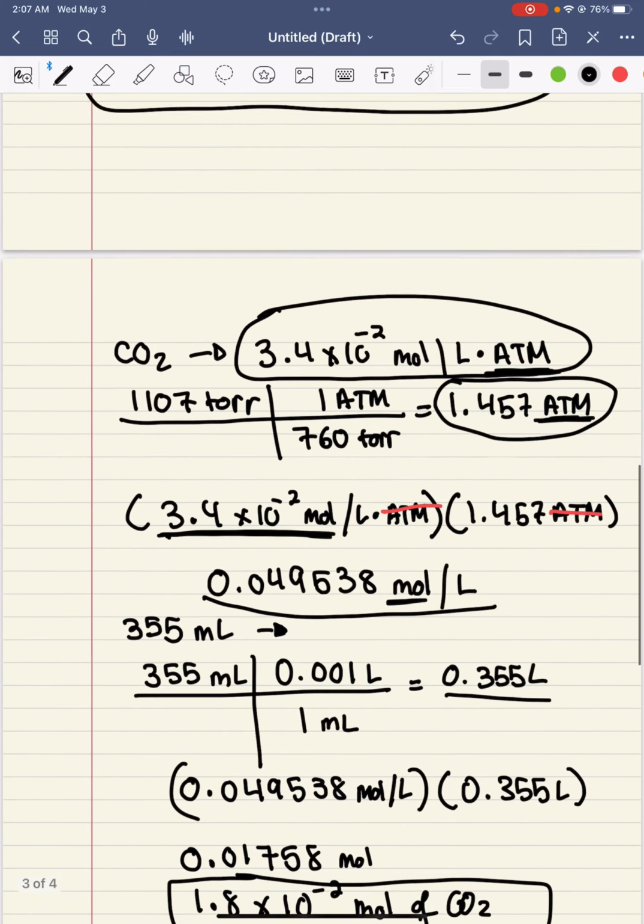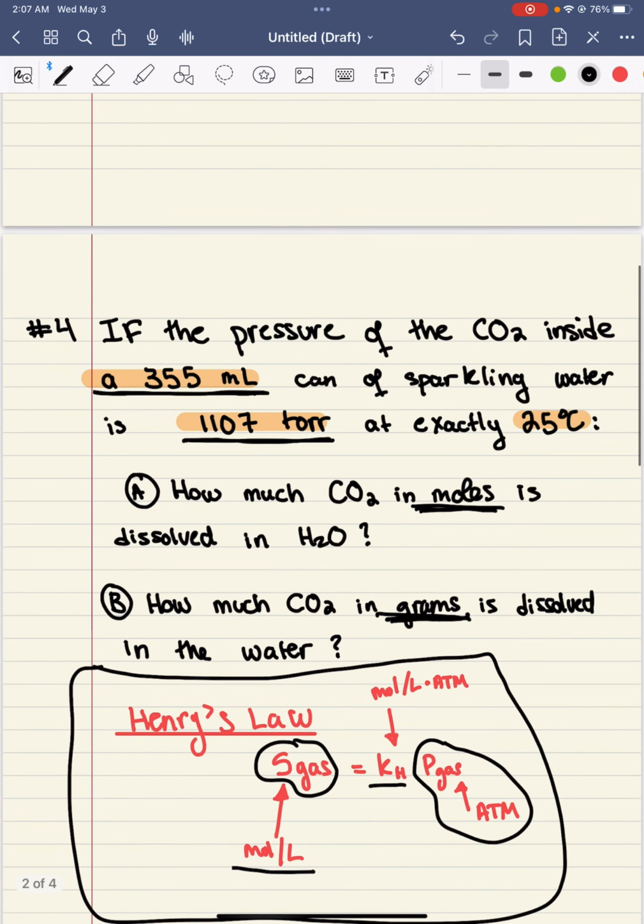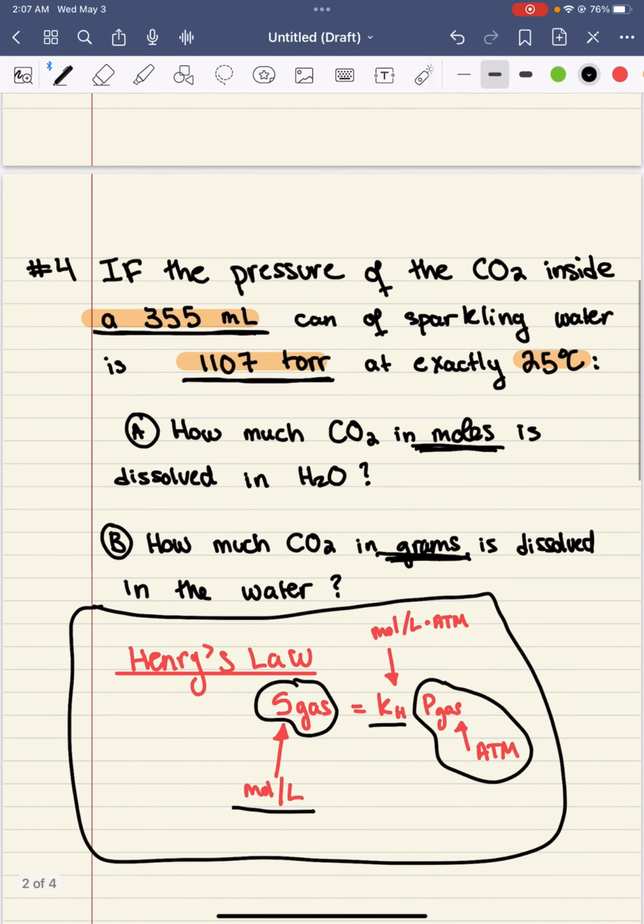Alright, so this problem allowed us to use Henry's law to find how much CO2 in moles was dissolved in water and how much CO2 in grams was dissolved in water. Thank you so much.